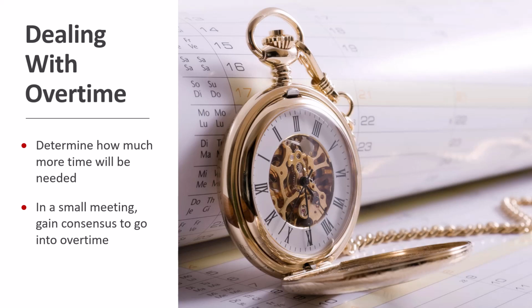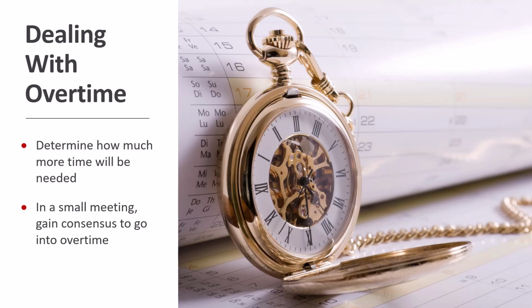Determine your constraints. Is the room or venue available for overtime? Do attendees have to travel and cannot stay? Warn attendees in advance that the meeting will run over. Determine how much more time will be needed. Communicate the extra time to the attendees.